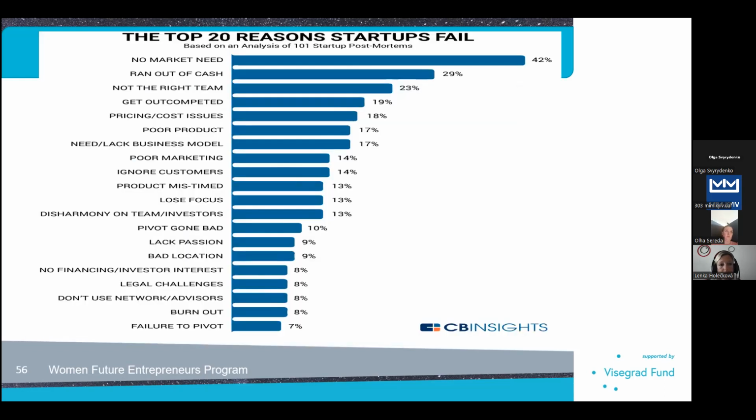Which areas are very important to be aware of is, for instance, no market need or running out of cash, so problems with liquidity, or personal problems, not the right team, or, for instance, lack of passion. We must be passionate enough, enthusiastic about our business. Some legal challenges, for instance, there was the EET administration in the Czech Republic a few years ago, which was a problem for our businessmen. Or, for instance, higher taxes are also problems.